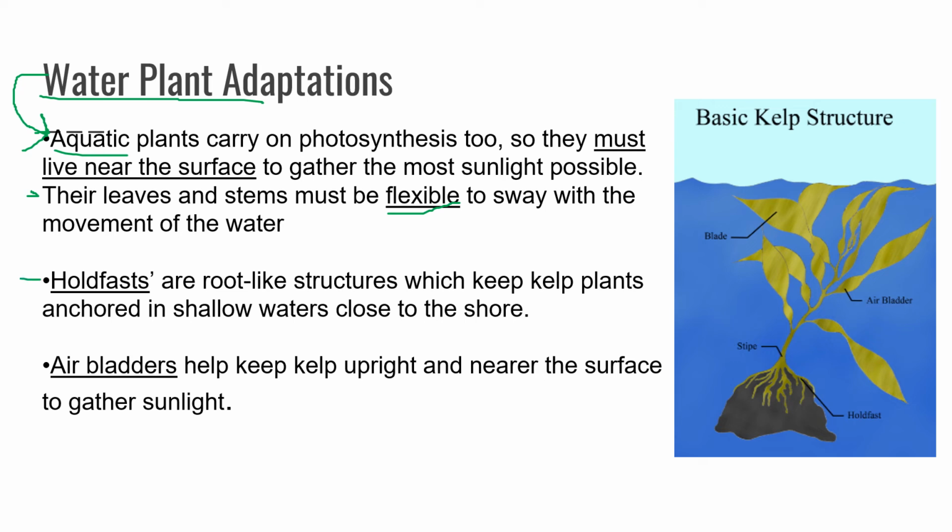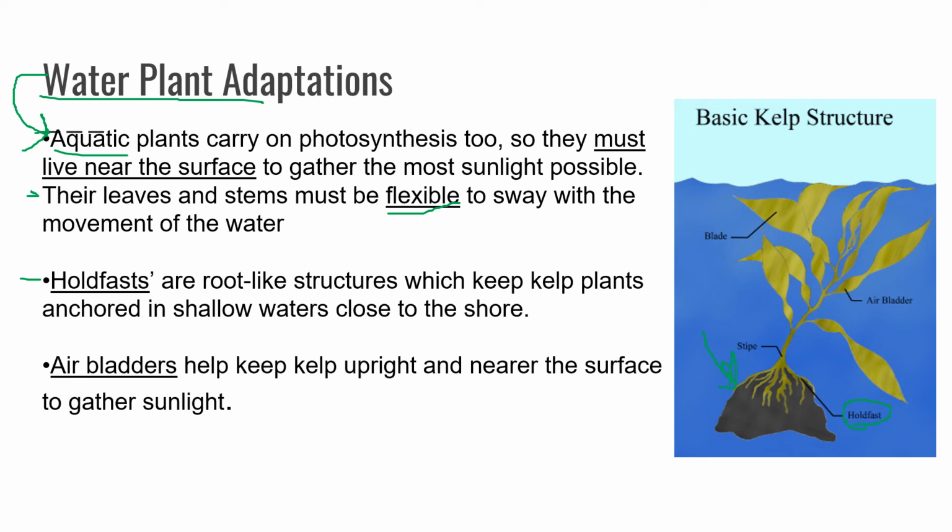They also have what we call hold fasts, which does exactly what it sounds like. They hold the plant fast, meaning keep it unmoving, into the soil or maybe even the rock that it grows on. That's what it looks like over here at least. But you can see here in this picture the label hold fast right down here that I just circled. These are root-like structures which keep kelp plants anchored in shallow waters close to the shore.